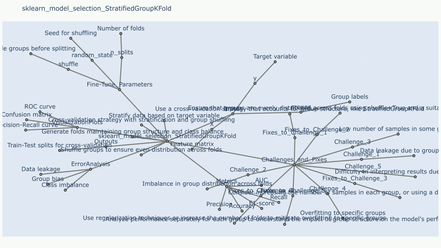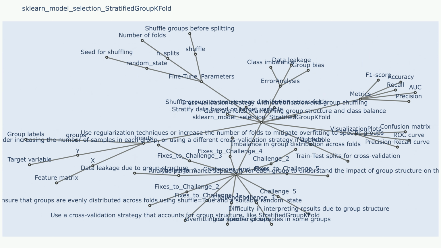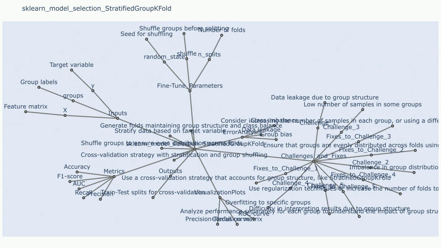Visualization plots. Confusion matrix visualizes the classification performance by showing the number of true positives, true negatives, false positives, and false negatives. ROC curve plots the true positive rate against the false positive rate for different classification thresholds. Precision recall curve plots the precision against the recall for different classification thresholds.